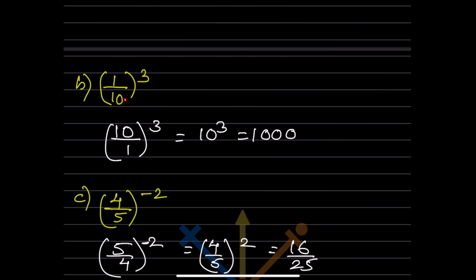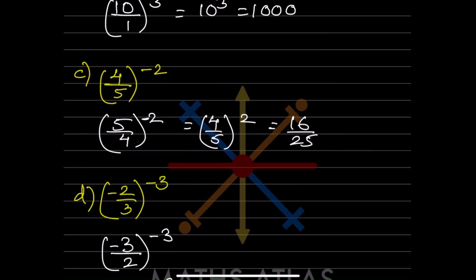Now for this one, again we have to take the reciprocal, which means this is going to be 10 by 1. This is going to be the same, so 10 raised to 3. 10 raised to 3 means you will write 1, and because the power is 3, you are going to write 3 zeros.